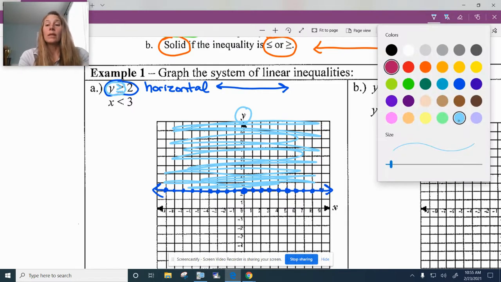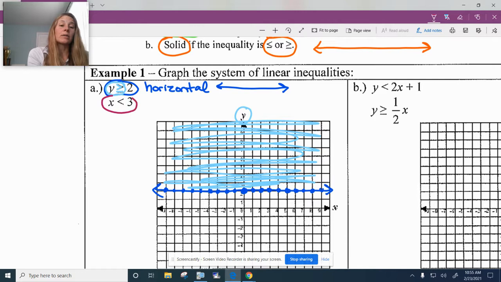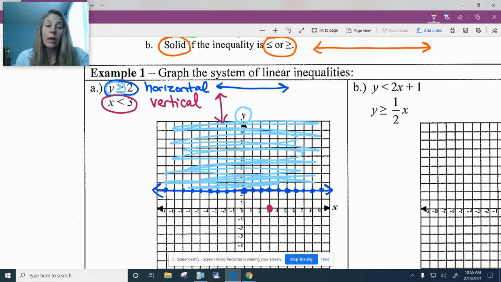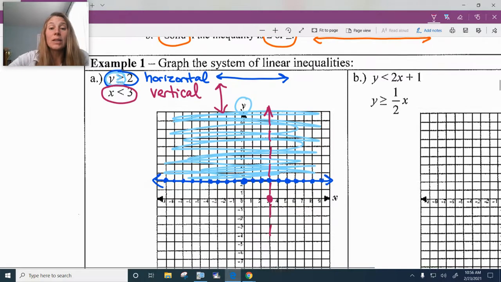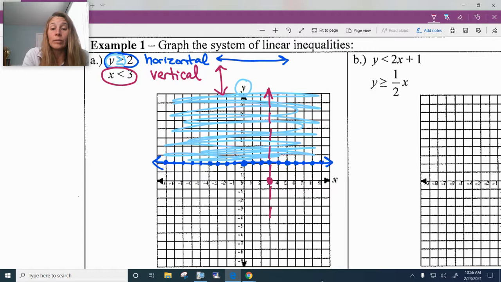So now when we go to the second inequality, which is this x one, this is going to give us a vertical line. And the vertical line is straight up and down. So now we find the 3 on the x-axis, which is over here. But instead of drawing a straight, solid vertical line, I'm going to draw a dashed or dotted vertical line. Because, notice, the inequality sign does not have the equal to underneath of it. So that means it cannot equal 3. It can only be less than 3.